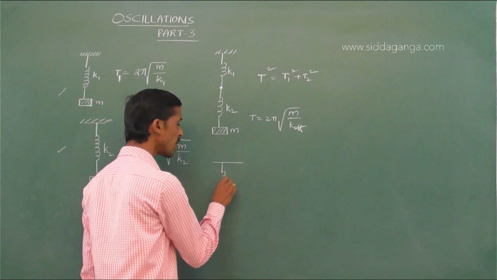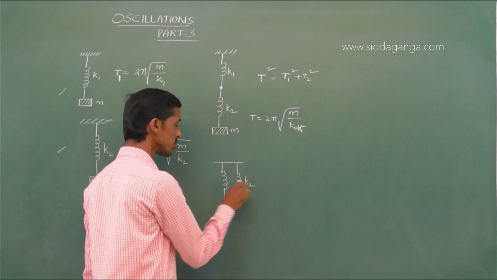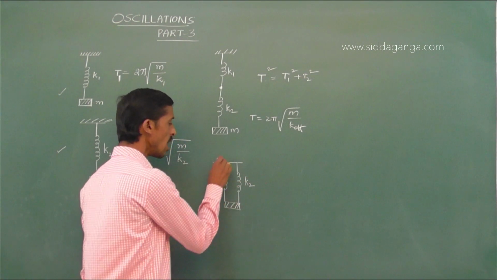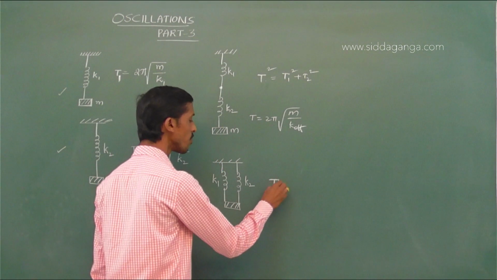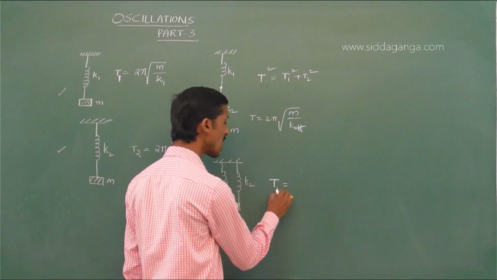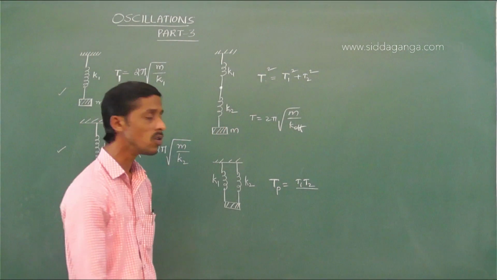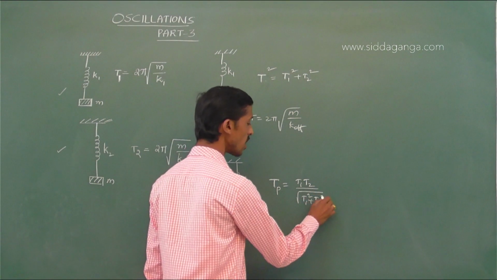If the same two springs are connected in parallel for the same load M, the time period of this system in terms of individual time periods can be obtained by this formula: Tp is equal to T1 T2 divided by square root of T1 square plus T2 square.